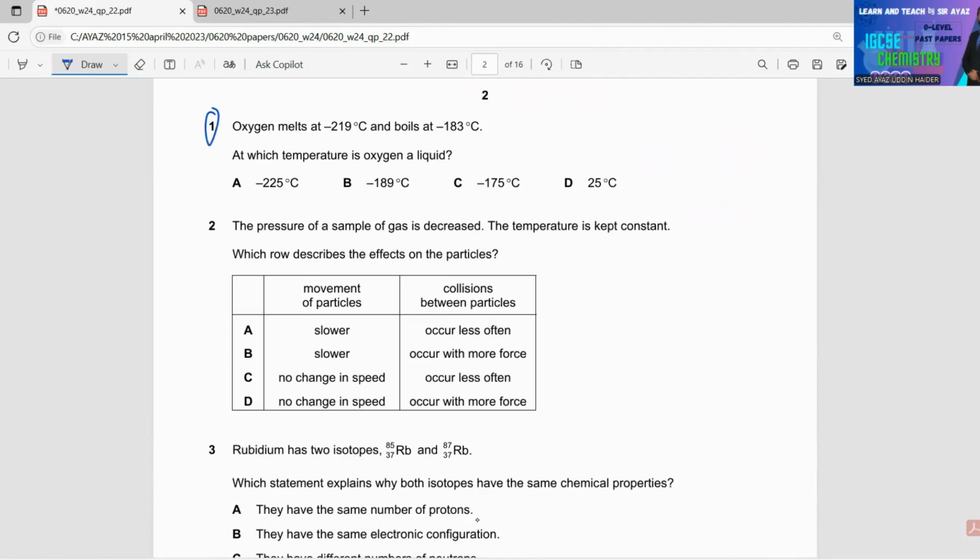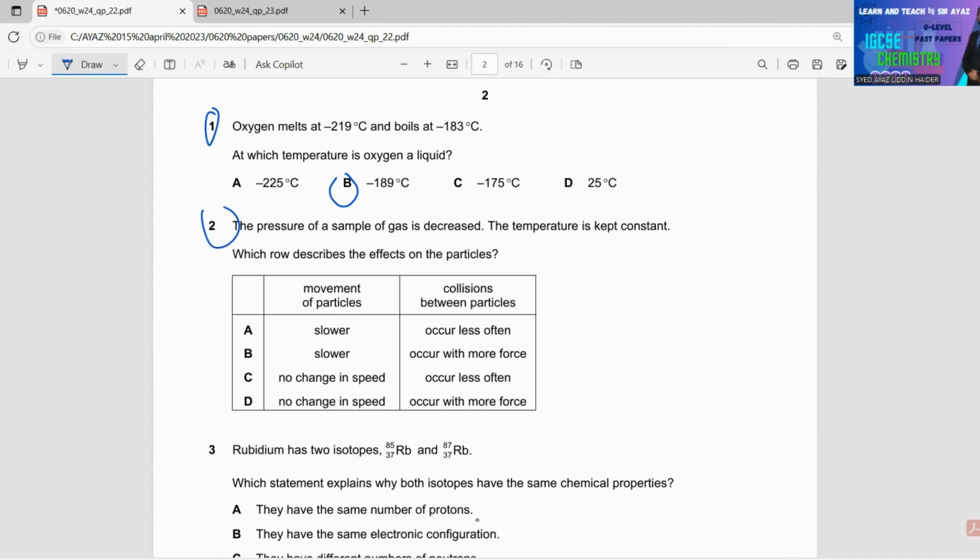Oxygen melts at minus 219 degrees centigrade and boils at minus 183 degrees centigrade. At which temperature is oxygen a liquid? So that temperature must be between minus 219 and minus 183, and we have only one temperature that is between these, and that is B. So B must be the right response for this MCQ.